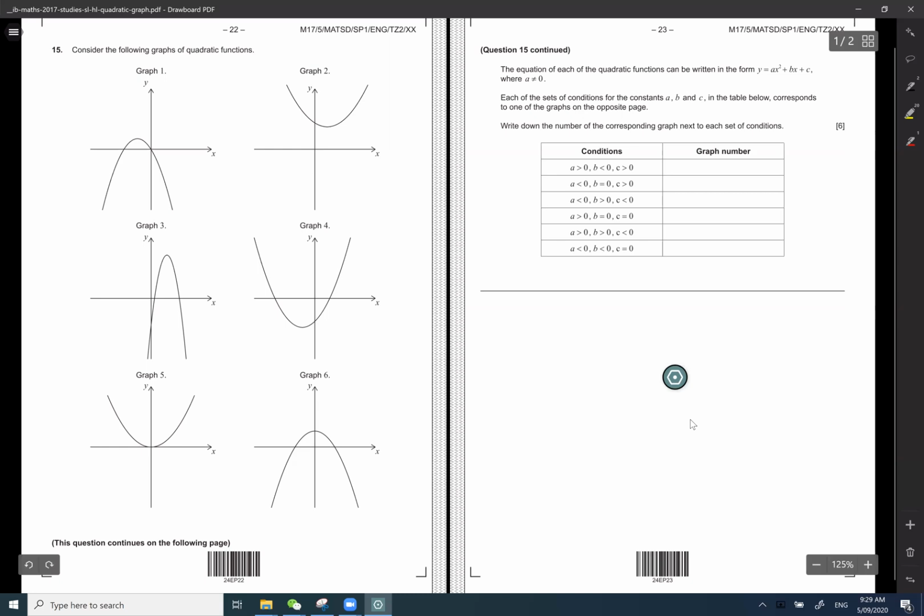Multiple choice. Yeah, this type of question formally we learn in year 12, but sometimes in year 11.